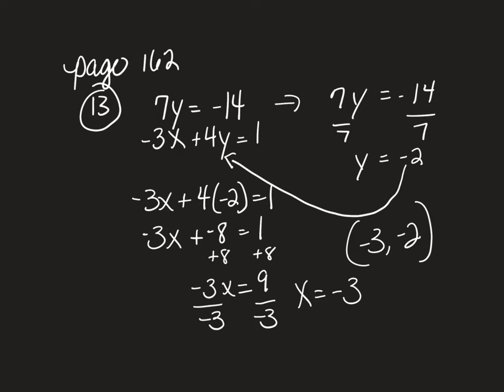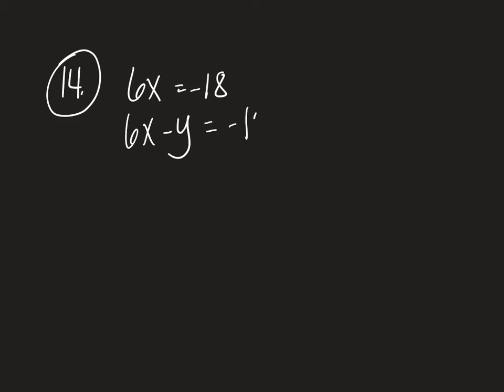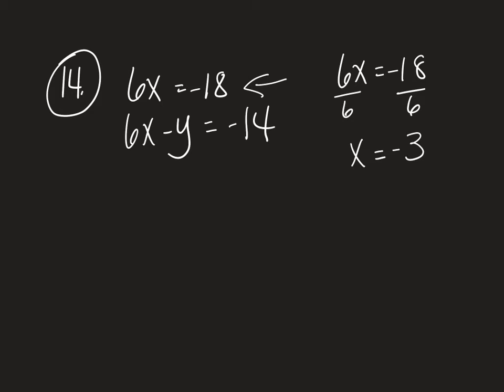Okay? How did you guys do on that? I skipped that one because I get a fraction on 1. I'm going to go ahead and work number 14. Number 14 is 6x equals negative 18, and 6x minus y equals negative 14. Now, I also have an equation here to start with that is the easiest, which is 6x equals negative 18. I can automatically divide both sides by 6. And x equals what? Negative 3. I can take this x, substitute it here, and solve for y.